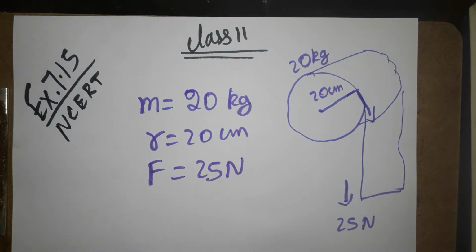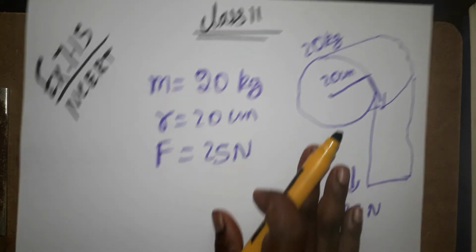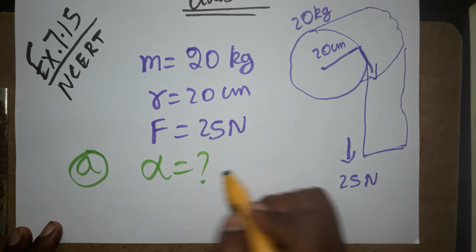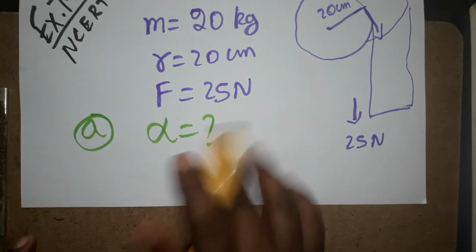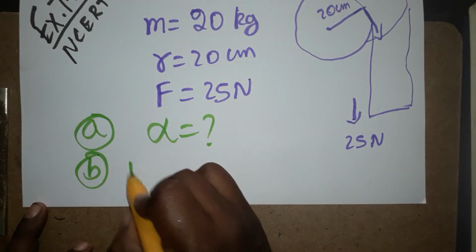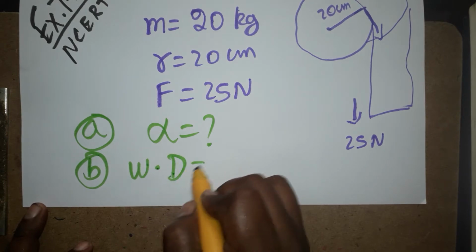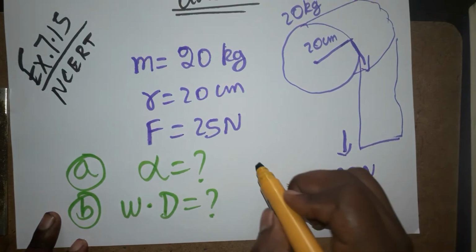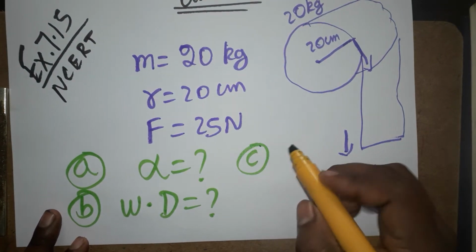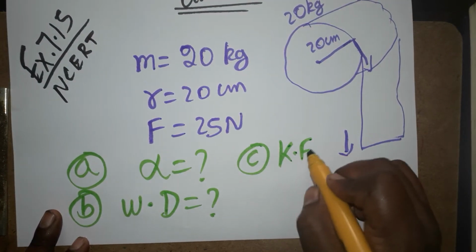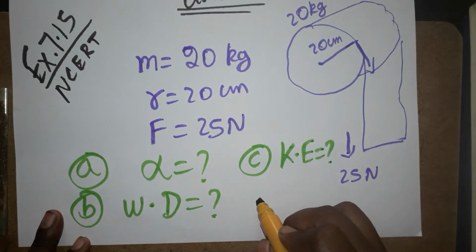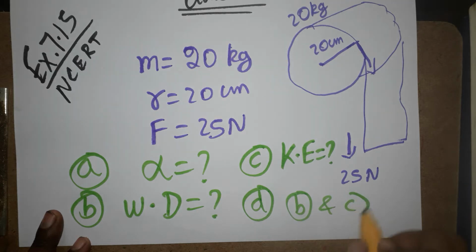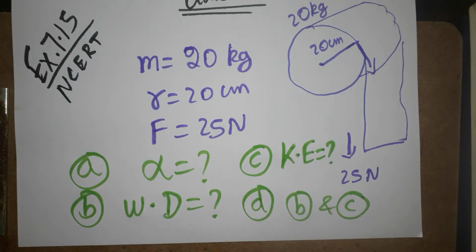Now the questions asked. The first question: what is the angular acceleration? It is rotational motion, so they asked angular acceleration. Second question: what is the work done during this process? Third question: what is the kinetic energy? Then the final question: comparison of B and C. So these are the four questions asked in this problem.